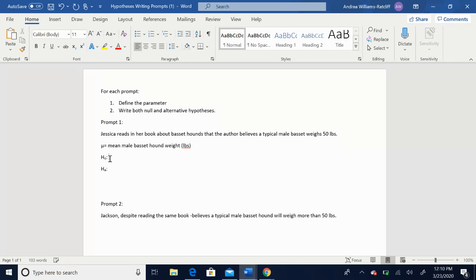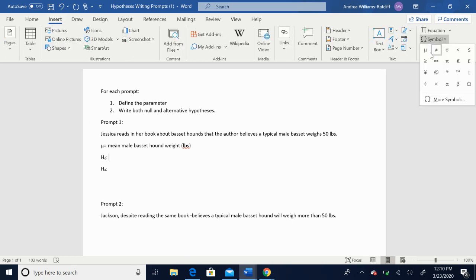So that claim of being equal to 50 is our equation. Remember, the null must always be an equation. So I'm going to insert my mu symbol, and I'm going to say mu equals 50 pounds. Now, here's where this is kind of hard for some people. If you're used to thinking of inequalities as having to be greater than or less than, you also have to remember that an inequality can just be not equal to. That's kind of the literal definition of inequality, not equal to.